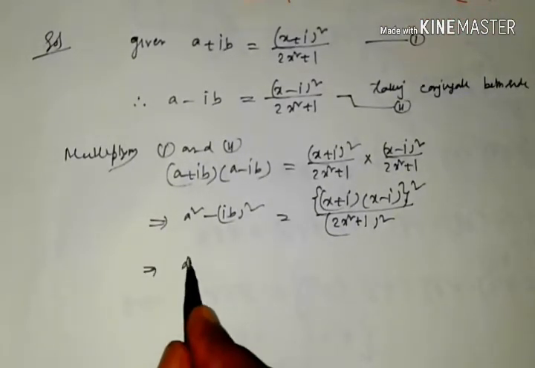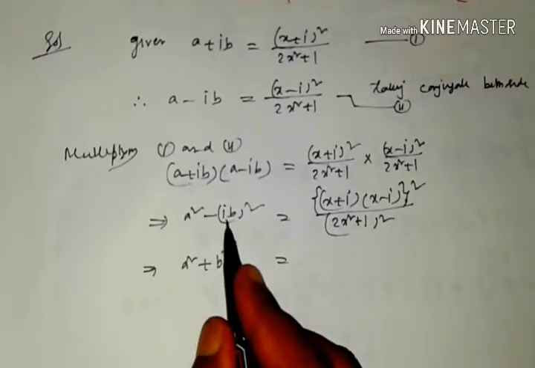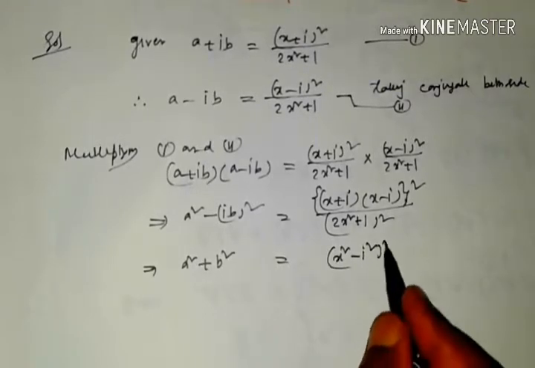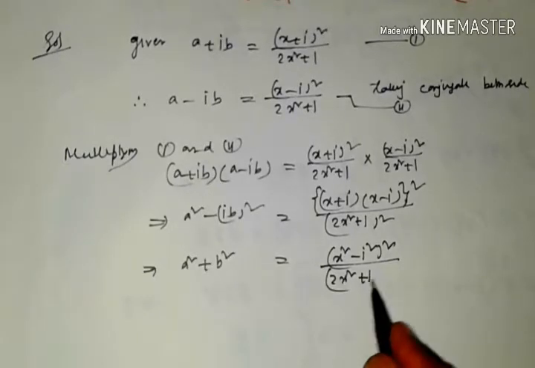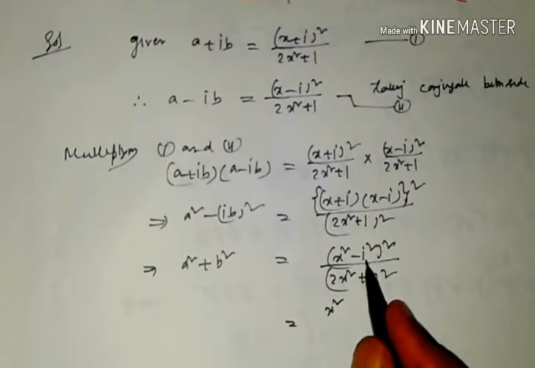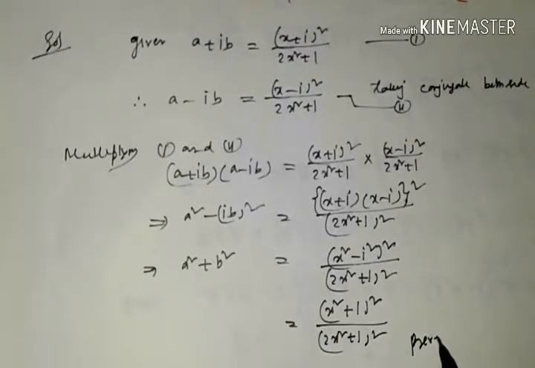Now this is a square plus b square, because i square is equal to minus 1, and with the minus sign this becomes plus. Here (x plus i)(x minus i) is (x square minus i square) whole square over (2x square plus 1) whole square. This is x square, i square is equal to minus 1, minus i square is plus 1, so (x square plus 1) whole square over (2x square plus 1) whole square. Proved. This is the problem.